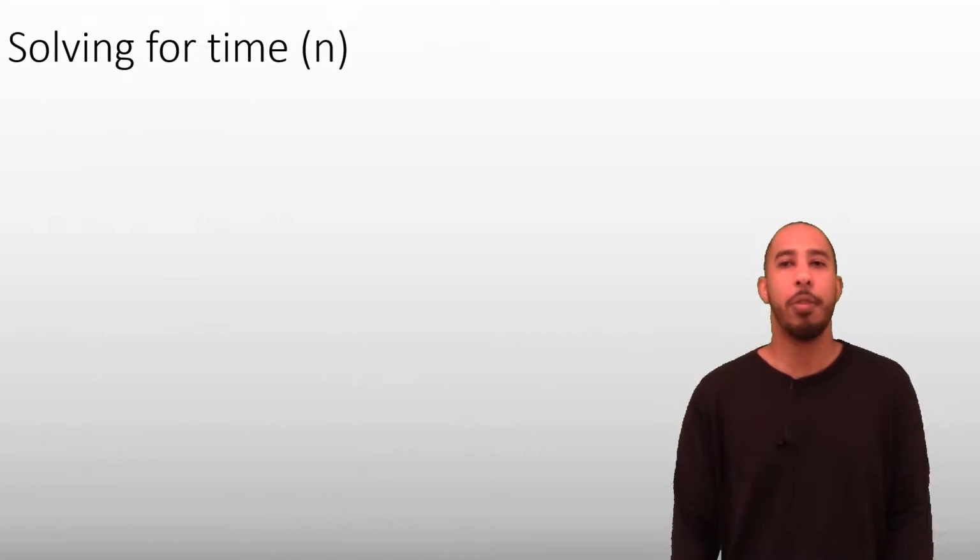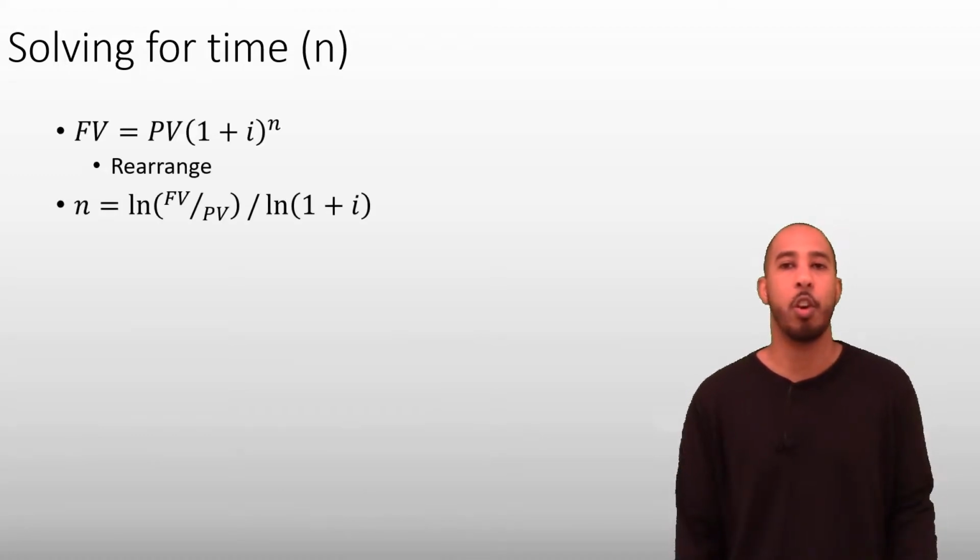The final variable in the equation is N, time. Let's go ahead and solve for that. Again, we can rearrange our general future value formula and get the expression that we see here.